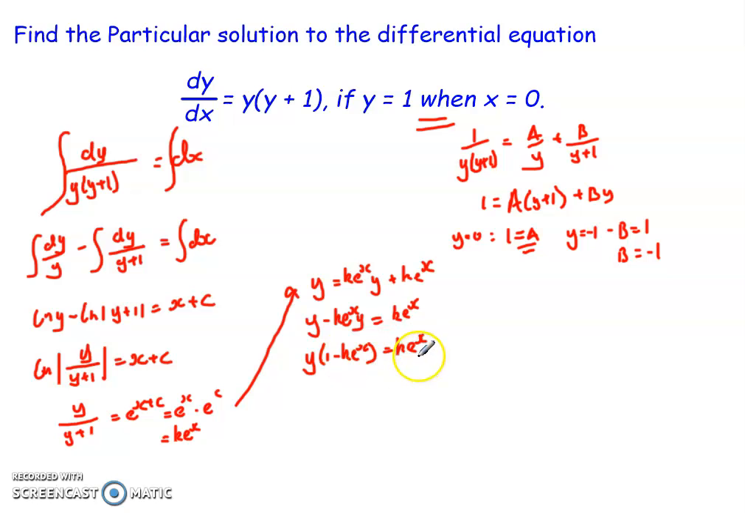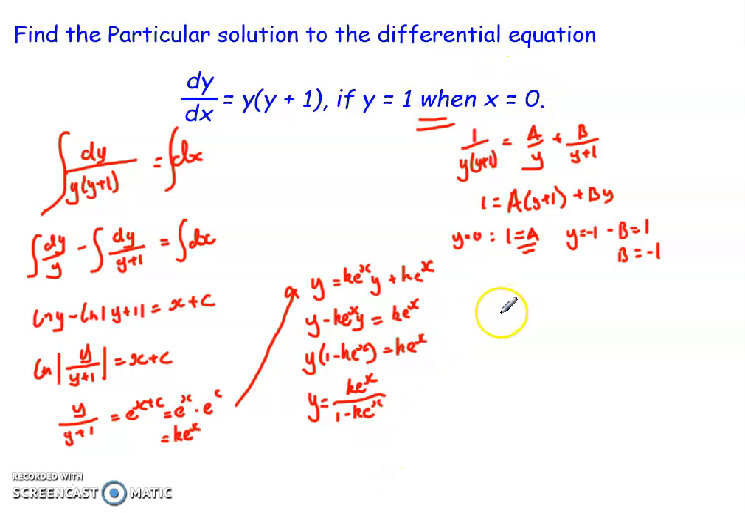And then substitute this across, take this across. And what I'll end up getting is that y equals k e to the x over 1 minus k e to the x. Now that I'm at this point, I'm going to substitute in my initial conditions. So I'm going to substitute in the fact that initially, the condition I'm going to be given is that y equals 1 when x equals 0.